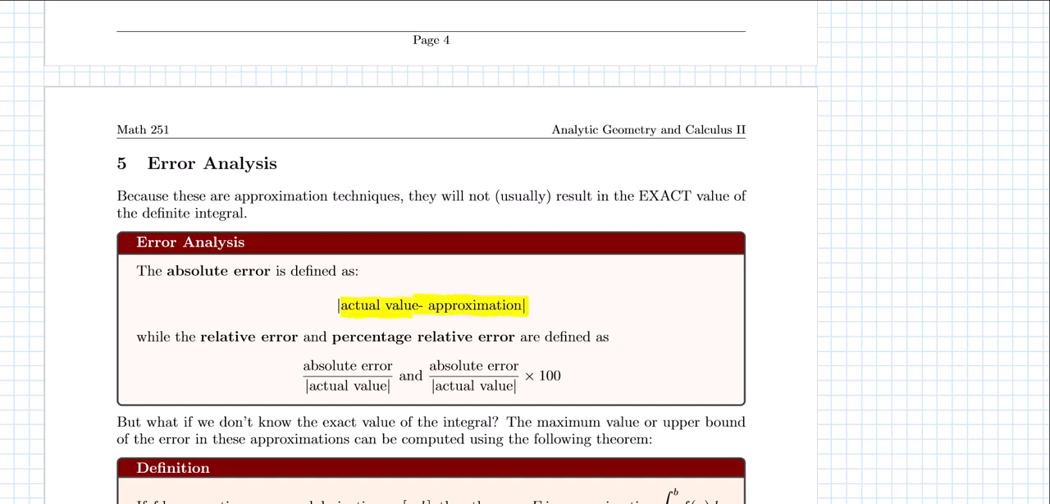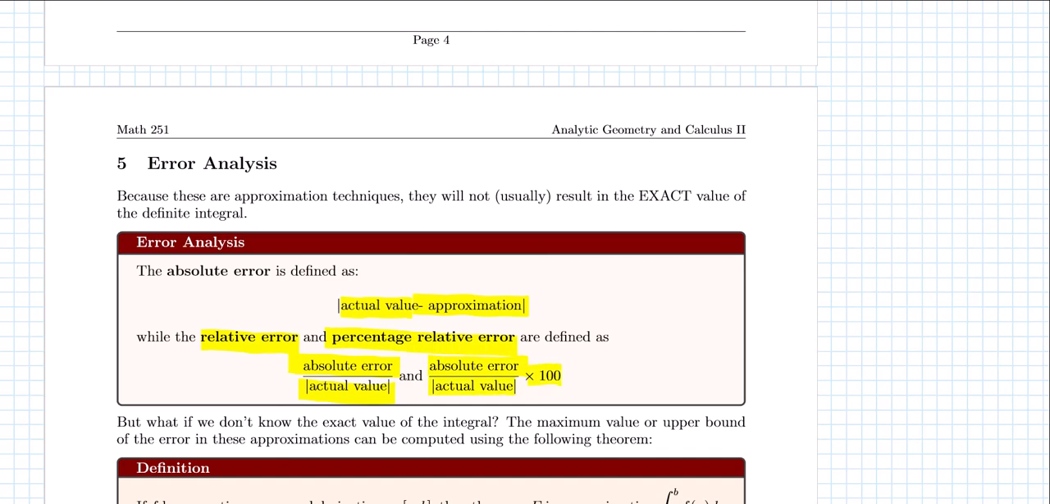Now, oftentimes though, it is better to measure the error in a different way. We can measure it with the relative error, which is defined here as the absolute error divided by the absolute value of the actual value, and also as the percentage relative error, which is the absolute error divided by the absolute value of the actual value times 100.